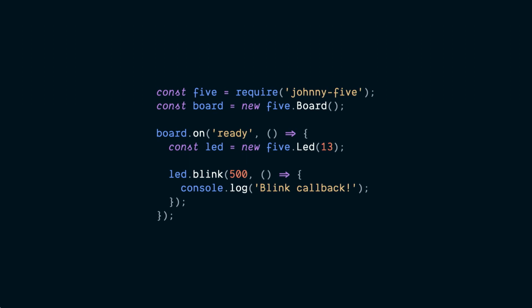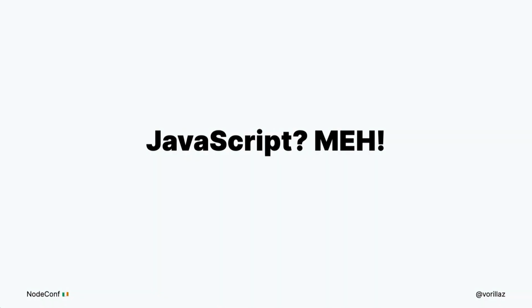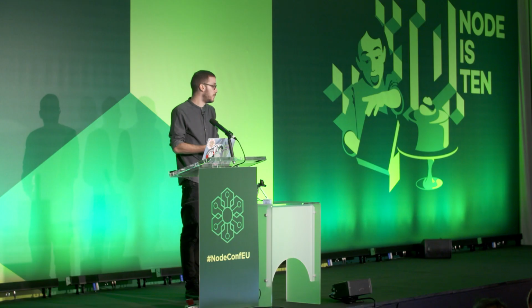Rewriting the previous example, first things first, we're going to include the Johnny 5 module. We're going to create a new board. And when the board is ready, using a callback, we're going to instantiate a new LED instance and flash the LED. And I can barely hear some of you whispering, what's wrong with this guy? Why does he want to run JavaScript on a microcontroller? C works great, right?